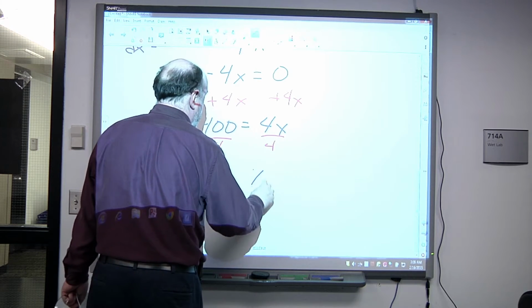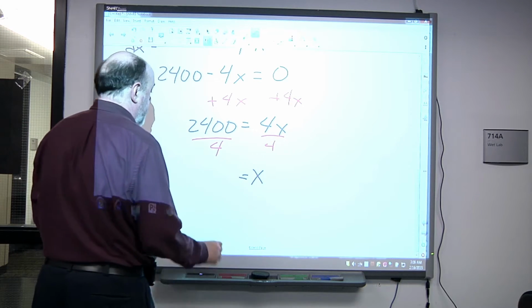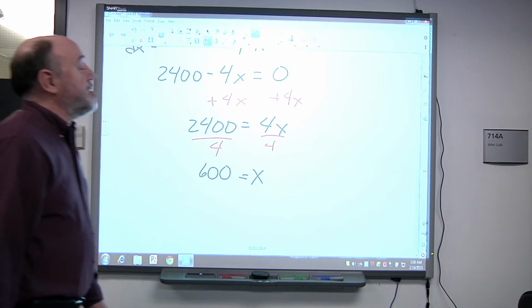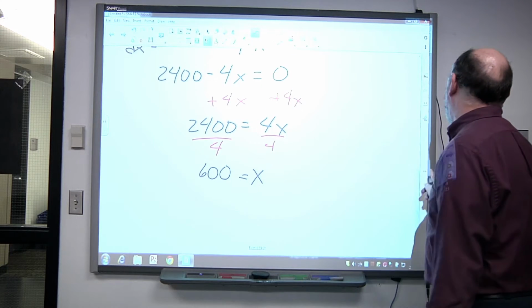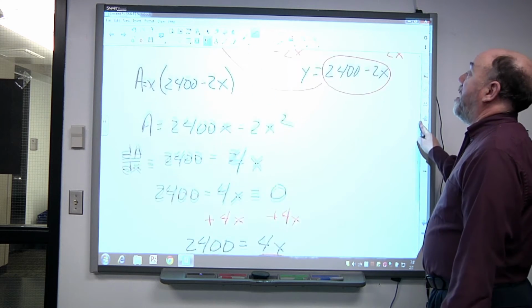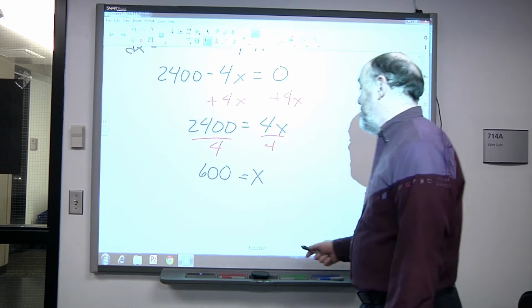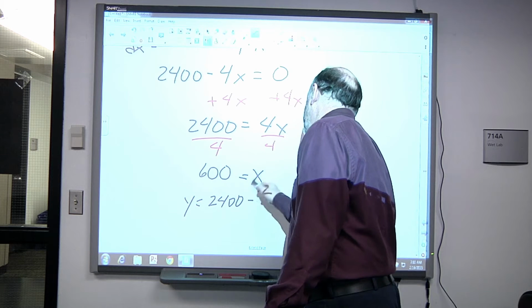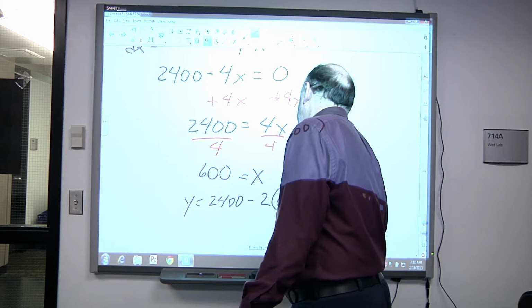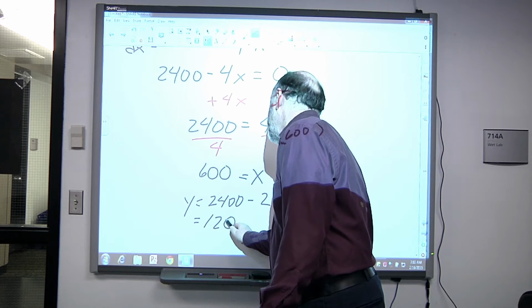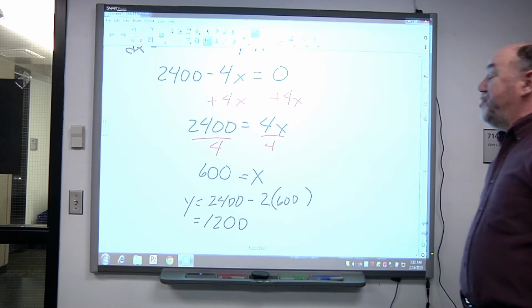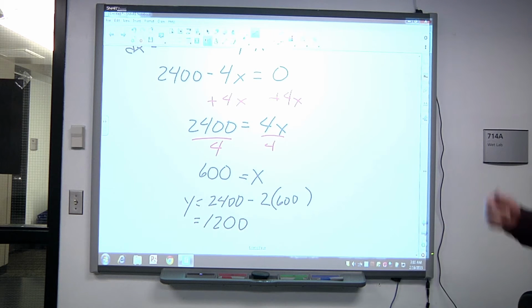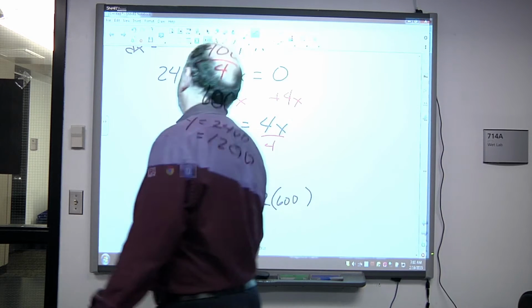And x is going to be 600. Right? So we know x is 600, so they want to know the dimensions of the area. And so we had that y was 2,400 minus 2x. So y equals 2,400 minus 2 times 600. And so y will be 1,200. So my dimensions will be 600 by 1,200 for this fencing. Okay. So let's look at another one.